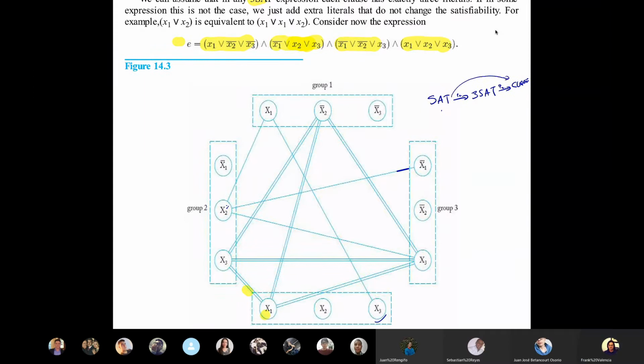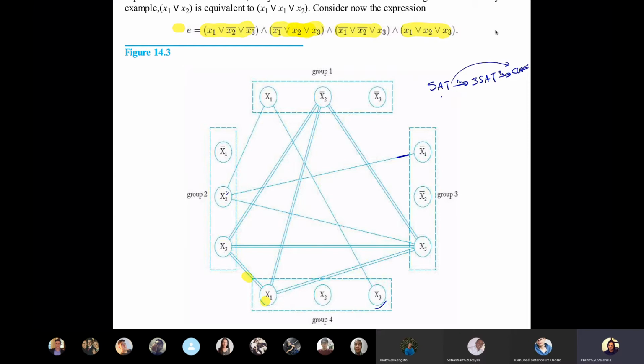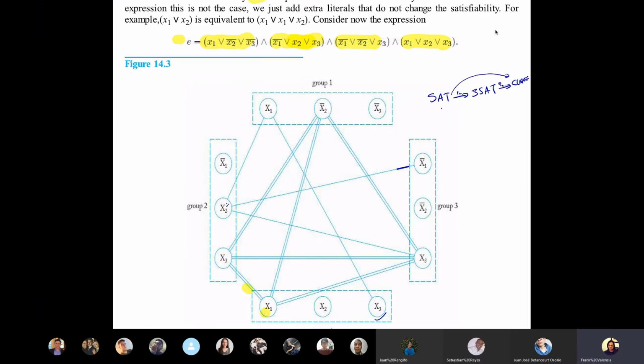Okay, now once you have, in this case, 4 groups, group 1, group 2, group 3, group 4, now you're going to link the literals across the groups as follows. You are going to make an edge from a literal to another if those literals are not contradictory or complementary. For example, x2 and x1, they are not contradicting or complementary, so I just make this link here.